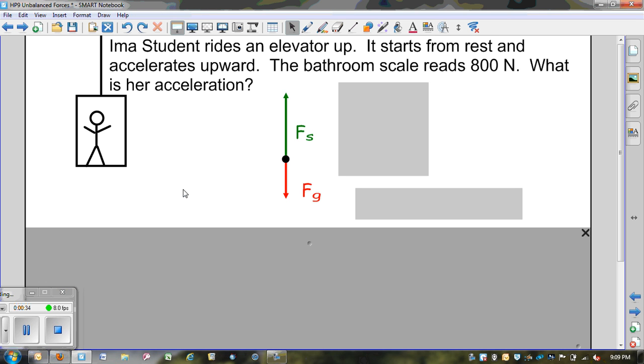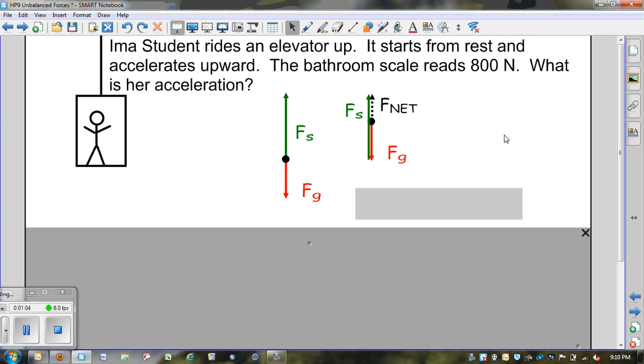And since she's accelerating upwards, the forces should be unbalanced. And because she's accelerating upwards, the force can be unbalanced upwards, which means the surface force will be greater than the gravitational force. If we take these and add them together tip to tail, we're going to get a net force diagram that looks like this. And because the upward forces are greater than the downward forces, we'll have a net force that is upward.